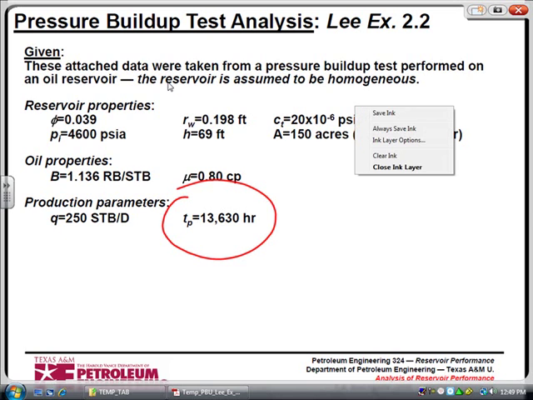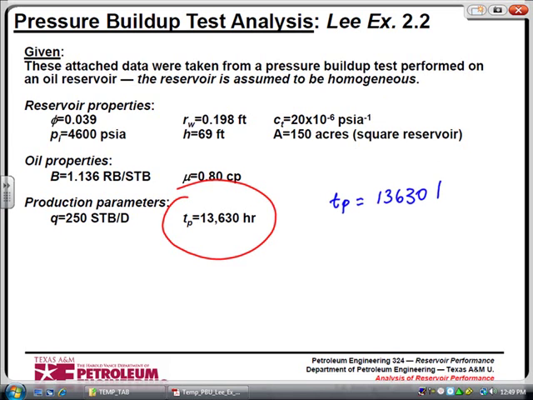And here, the production time is 13,630 hours, and your build-up time will be 144 hours, as far as I remember. No, you don't need to write this down. I mean, this is the drawdown time, 13,630 hours. And this is the build-up time, 144 hours. So it is long enough. And the meaning of that is, we probably don't have to use Horner time.